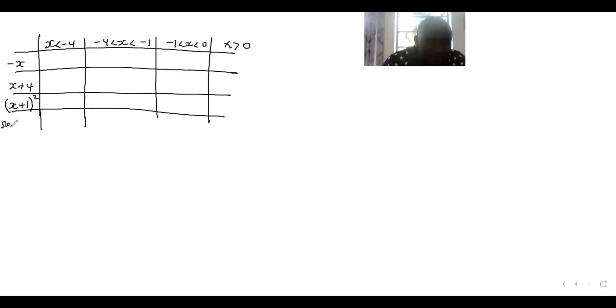So the sign of f of x, when I substitute negative 5, I'll get a positive here. I'll get a negative here. I'll get a positive here, because a positive or a negative, when squared, no matter, you have to get a positivity. So the answer down here is a negative. Between negative 4 and negative 1, negative 3, you'll attain a positivity. Between negative 1 and 0, negative 0.5, positivity.